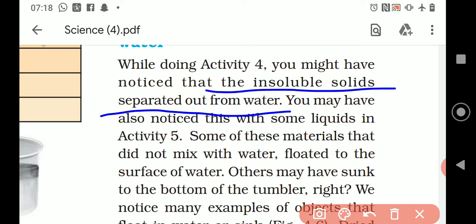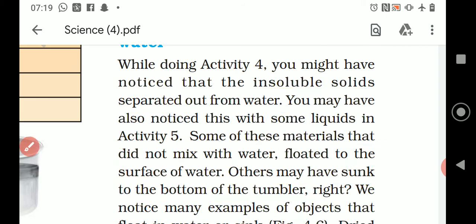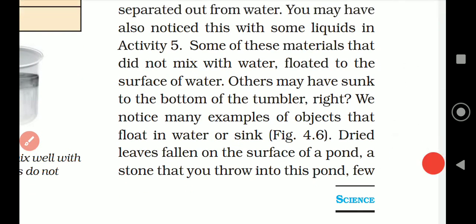So you may have also noticed this with some liquids, right? In activity 5, some liquids just float on the water. Some liquids sink in the water, right? Some of these materials that did not mix with water floated to the surface of water. Others may have sunk to the bottom of the tumbler, right? So if you put something in the water and it does not get mixed or dissolved, it will remain either floating or it will sink, right?